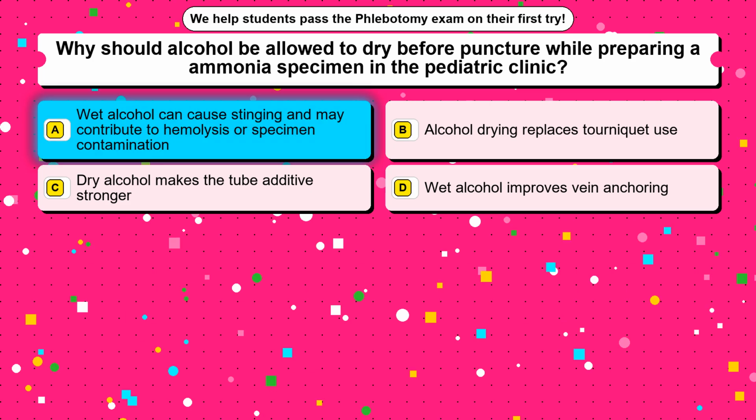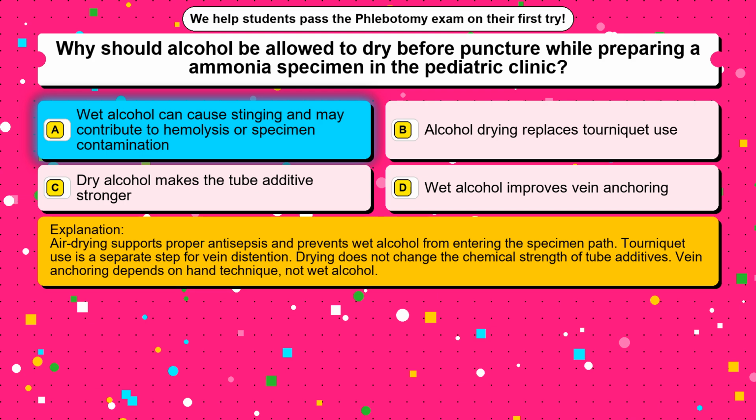The correct answer is option A. Wet alcohol can cause stinging and may contribute to hemolysis or specimen contamination. Air drying supports proper antisepsis and prevents wet alcohol from entering the specimen path. Tourniquet use is a separate step for vein distension. Drying does not change the chemical strength of tube additives. Vein anchoring depends on hand technique, not wet alcohol.